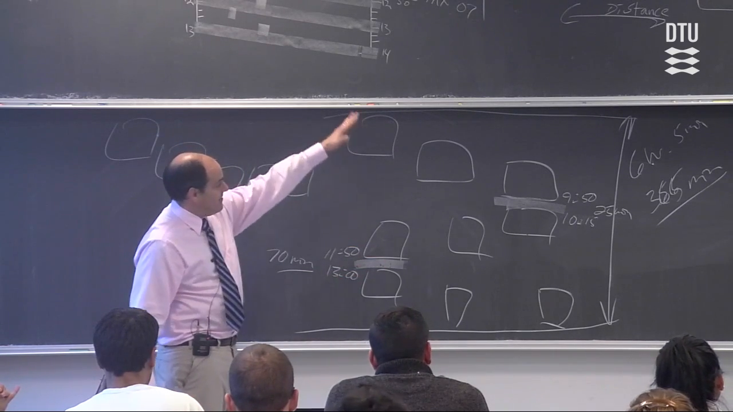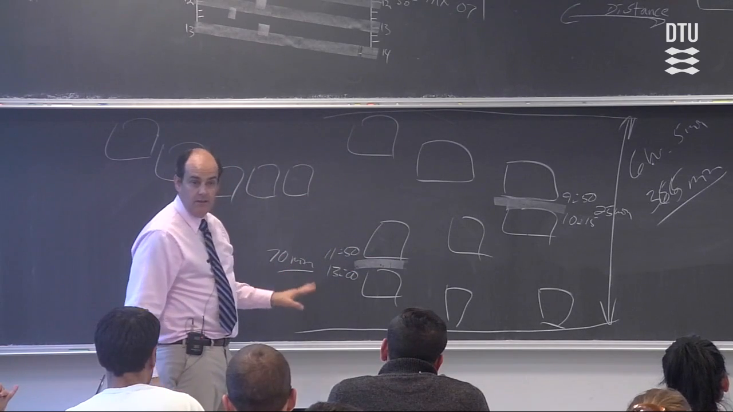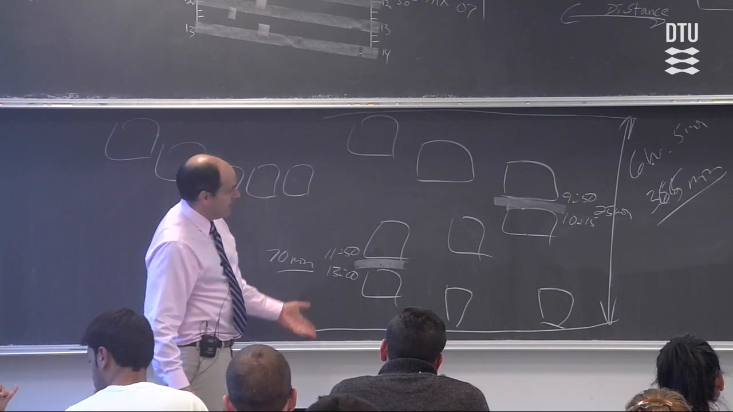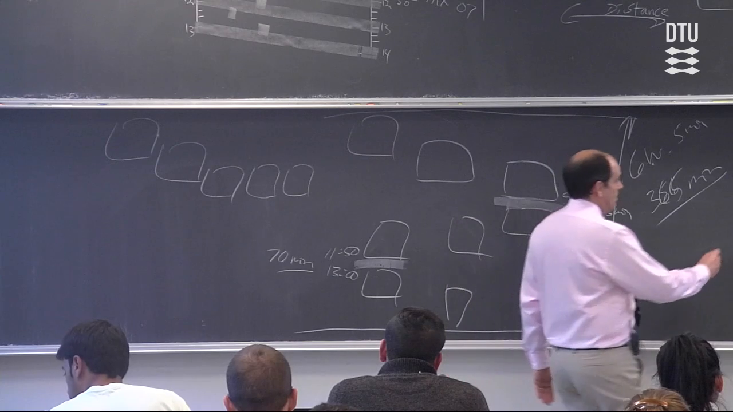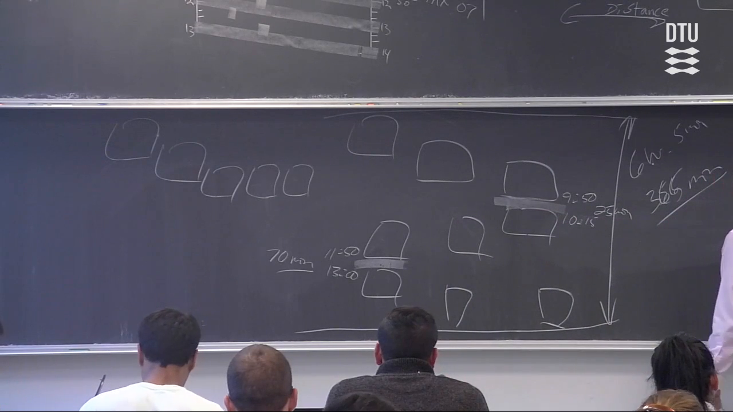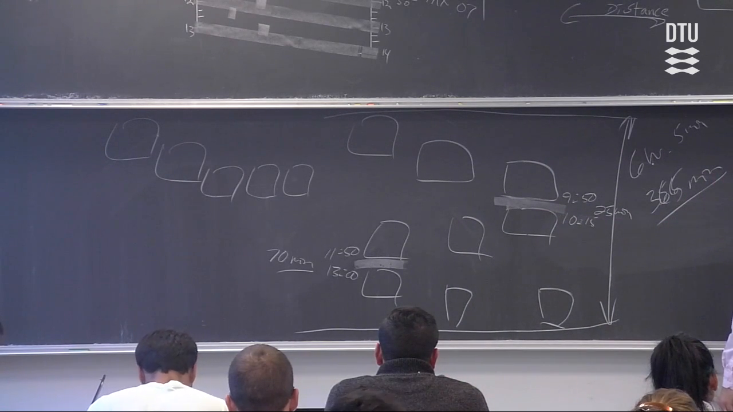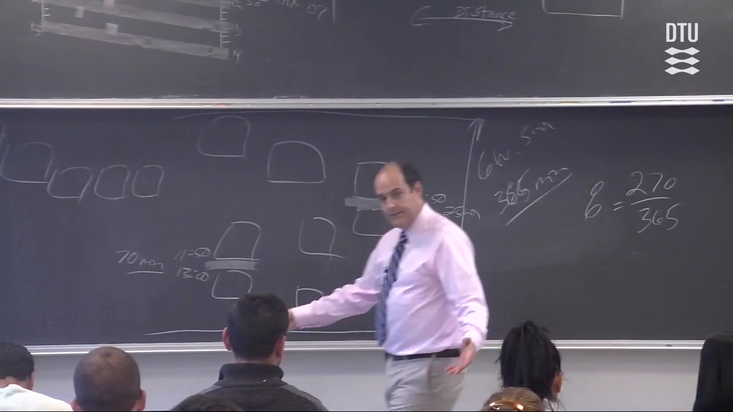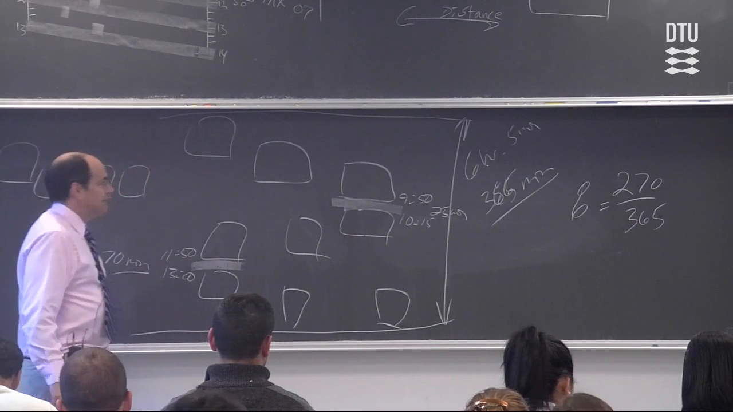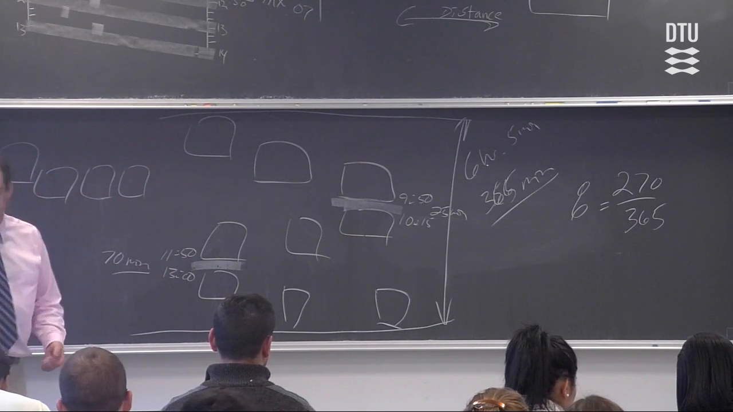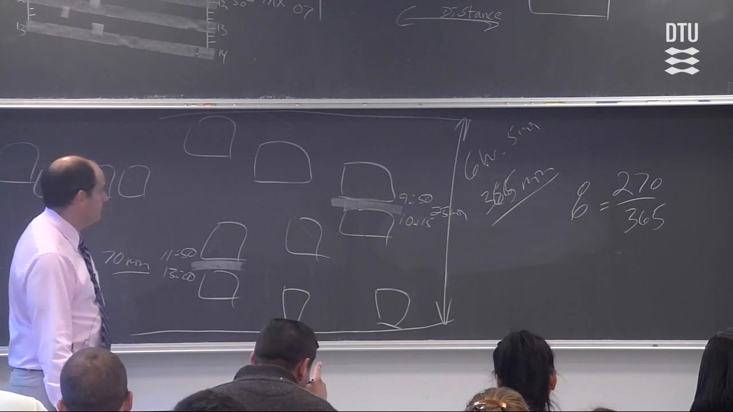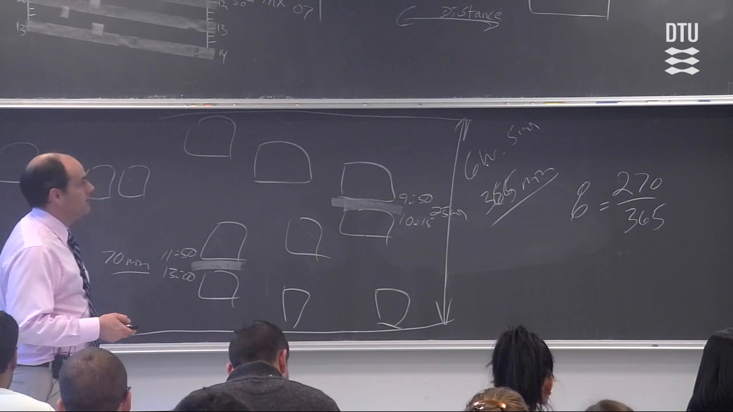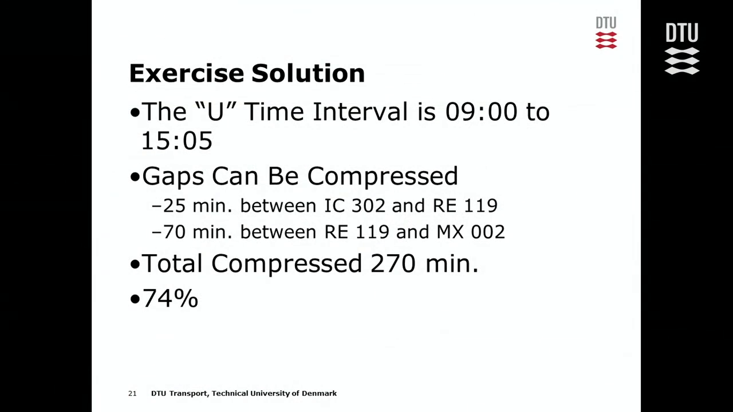So 365 minutes minus 25 minus 70, so minus 95, that's 270. So our utilization is 270 over 365. The percentage? Yeah, percent. 74%.